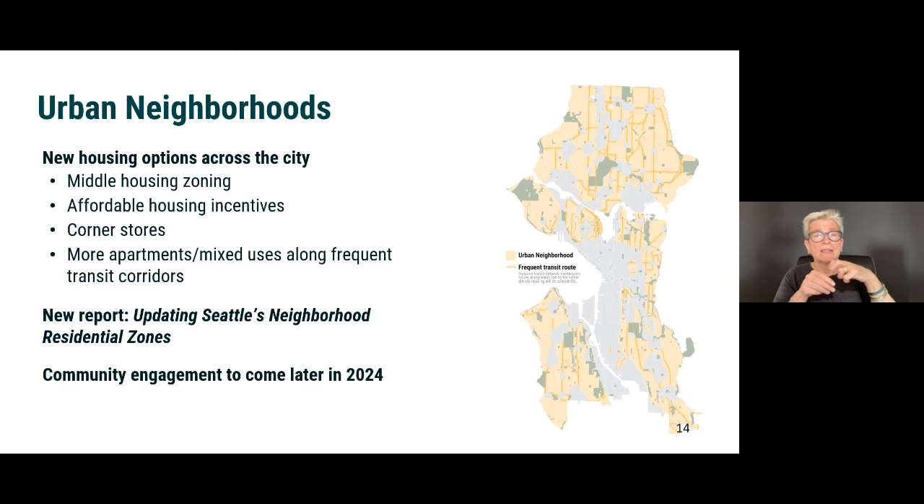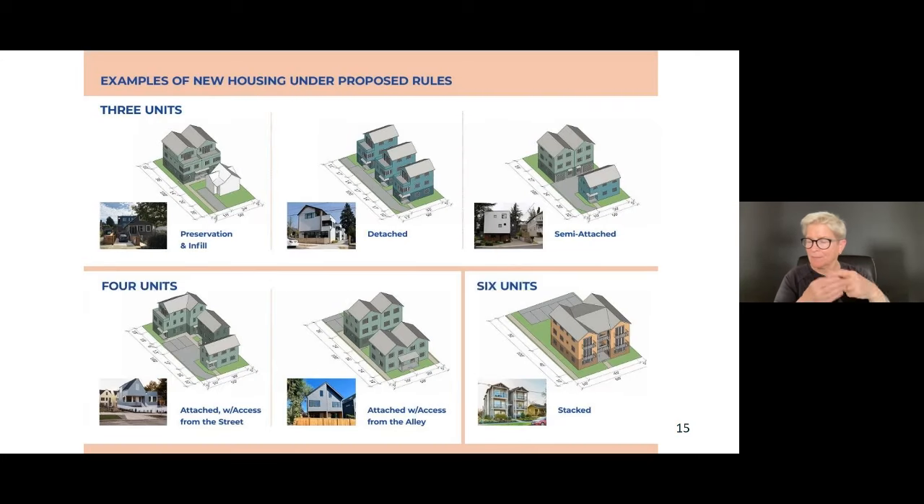You can see on this map, those are the areas that are in dark orange. Again, we have a detailed proposal about the standards for neighborhood residential, but we plan to update that and release it later in 2024, along with a proposal for potential rezones on frequent transit streets and have another round of community engagement. Next slide. So I'm going to talk a little bit more about what the changes to neighborhood residential mean.